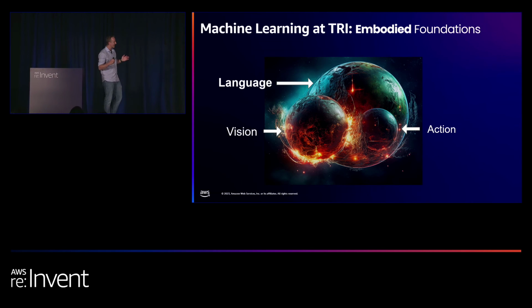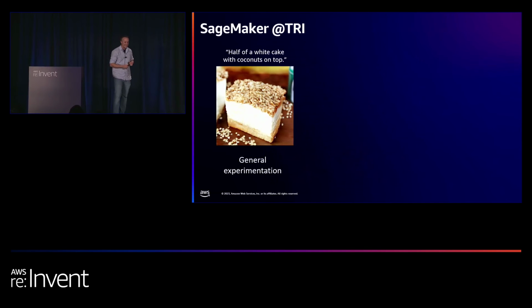But this talk is more about SageMaker. And so I want to tell you about how we're using SageMaker at TRI to really accelerate our progress. And the first is sort of general experimentation, where we use sort of 1 to 8 instances to scale up our training jobs.